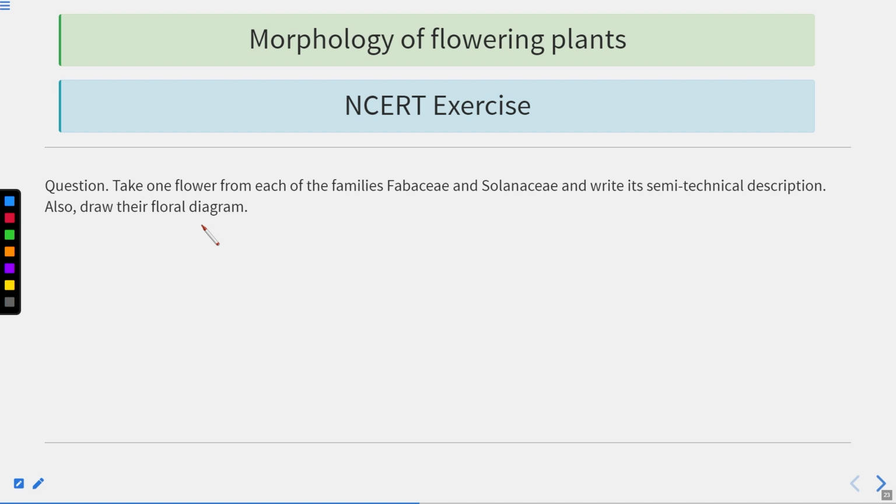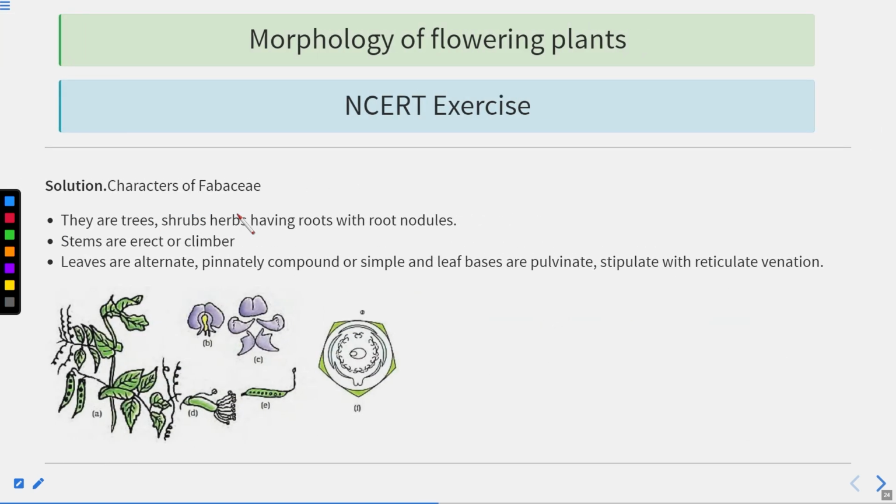Now a new question comes here. Take one flower from each of the families Fabaceae and Solanaceae and write its semi-technical description. Also draw their floral diagram. So let us see the answer to it.